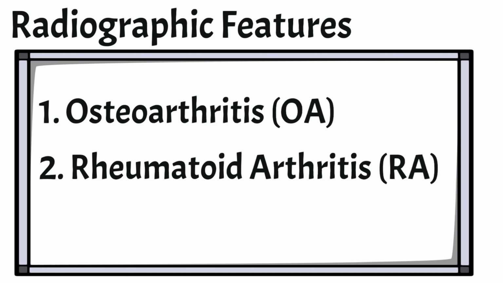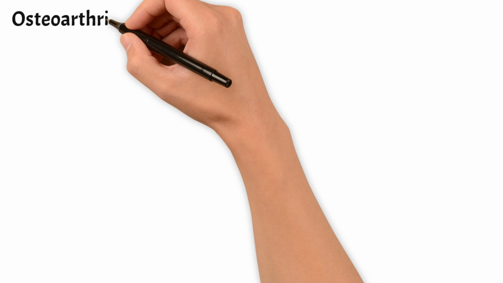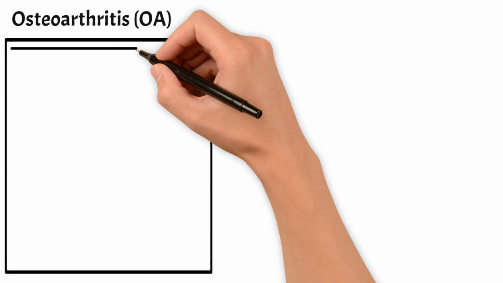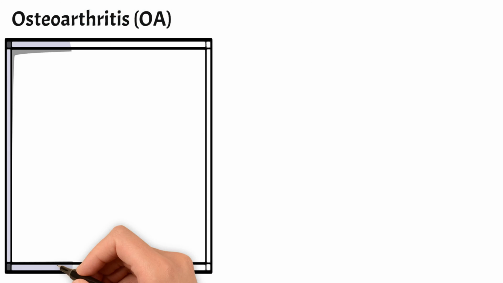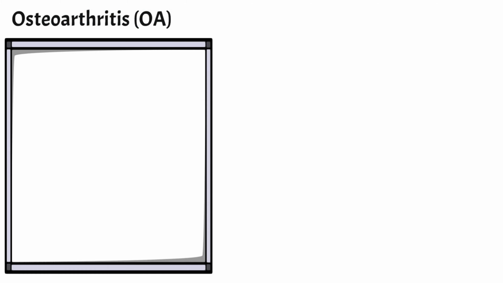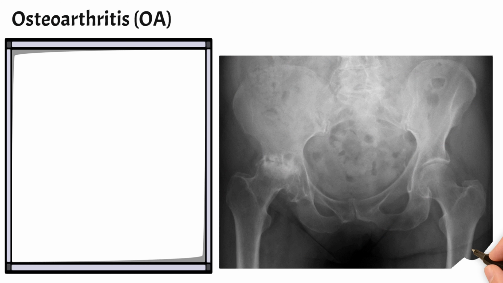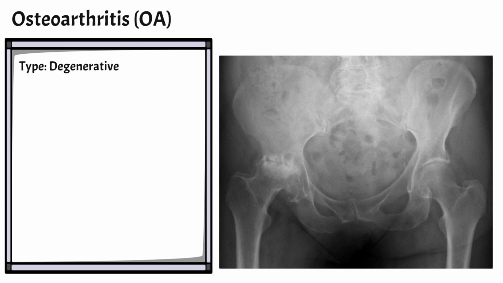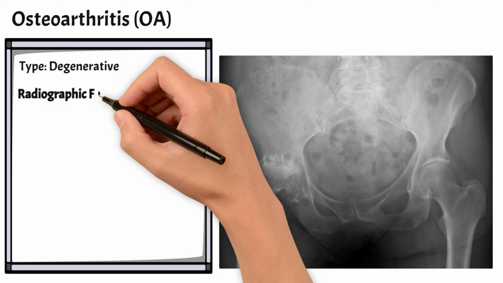So when looking at OA, there are many radiographic clues that help us identify it on a radiograph. Here we have an AP pelvis radiograph which demonstrates characteristic features of OA. OA is a degenerative arthritic process. This type of arthritis is caused by gradual breakdown of cartilage between the joints, and this is generally deemed as wear and tear of the joint that is being affected.